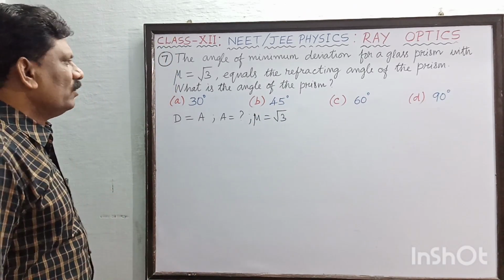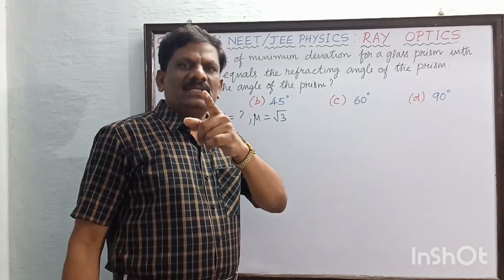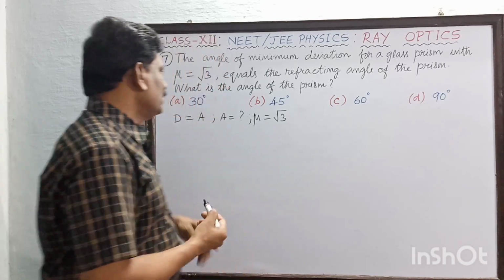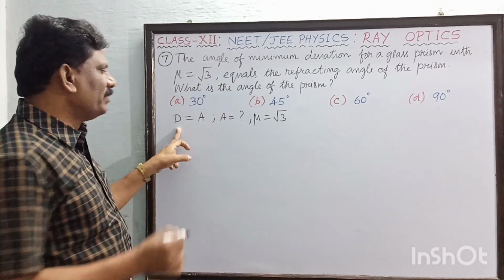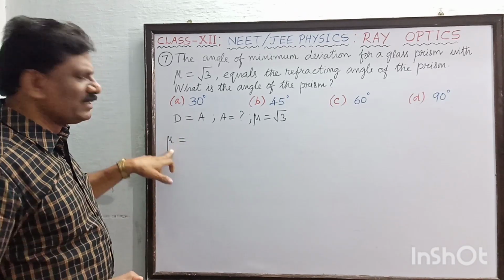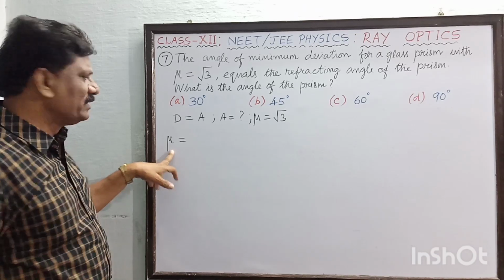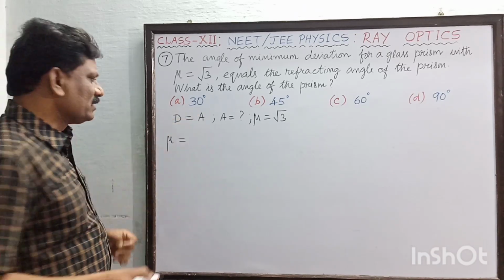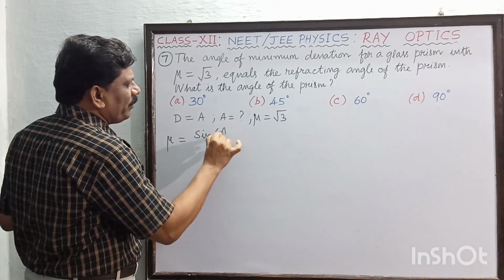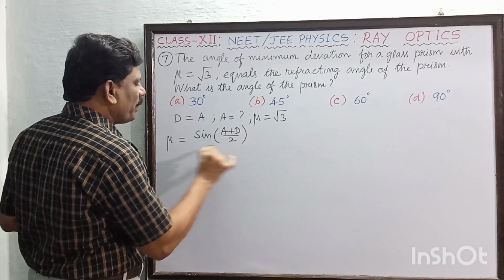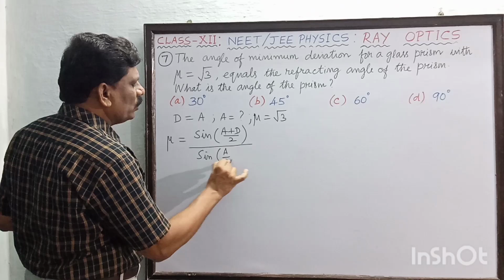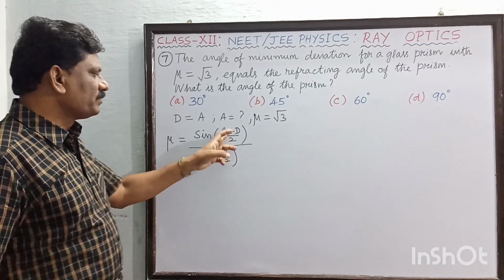Now we have derived an expression for the refractive index of the material of the prism in terms of the angle of the prism and the angle of minimum deviation. So that is mu equal to. We can also use the symbol n for refractive index. Sometimes they use the symbol mu in the textbooks also. So mu is equal to sine of (A plus D) by 2 whole divided by sine of A by 2. So we have to write the expressions carefully.